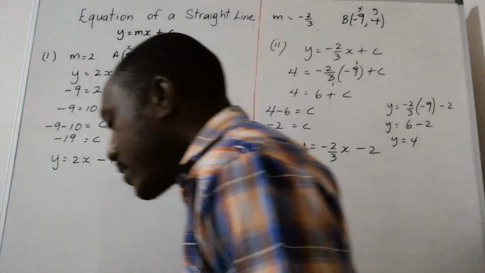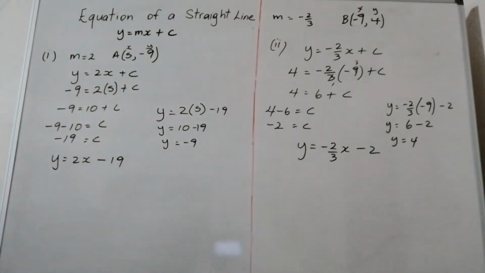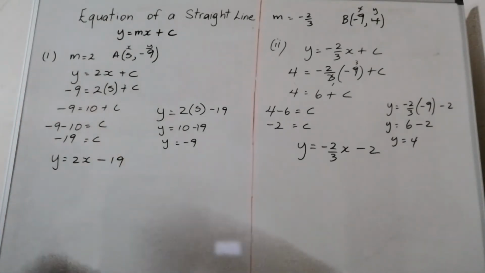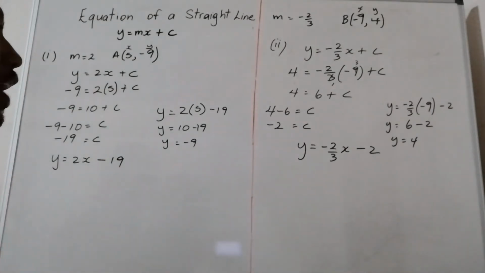So here it is that this is how we find the equation of the straight line when the gradient and the point is given. In our next class, we will try to find the equation of the straight line when we have 2 points.